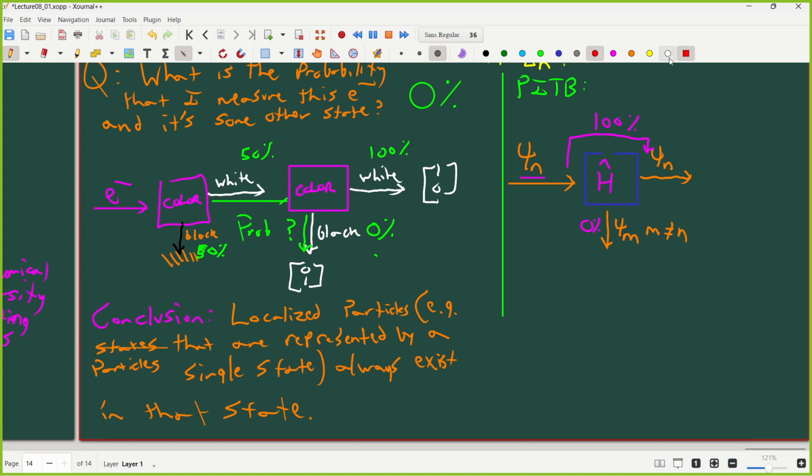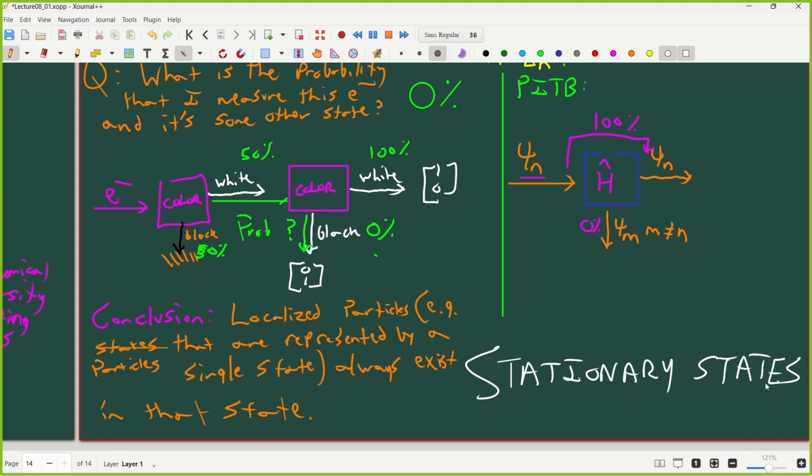This concept has a name for it. These states are called stationary states. Right? And these are states that are unchanging in time. Their characteristic does not change in time. That electron will always be white, no matter what you do. Well, until you manipulate it, right? Or this particle will always be in this energy level of the box until we manipulate it. We've created what's called a stationary state.